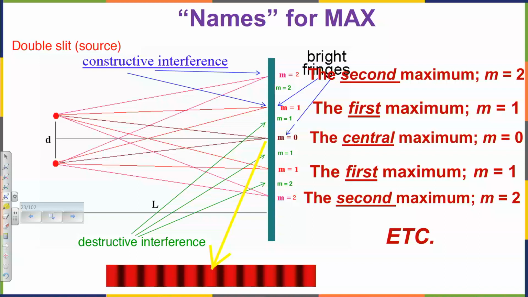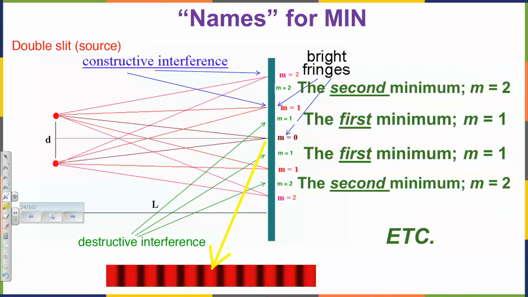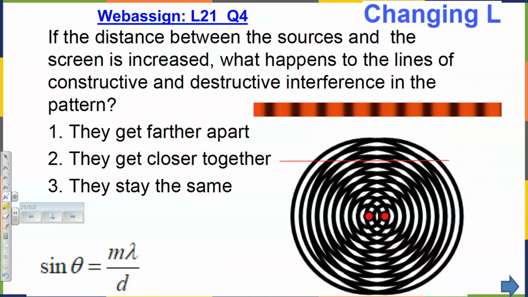If we talk about minima, there is no central minimum. It doesn't exist because we always have a maximum in the middle. That's why we count from 1, and we call them first minimum, second minimum, third minimum. Of course, we have them on both sides. There's complete symmetry. Any questions? That's terminology part. Question number 4.